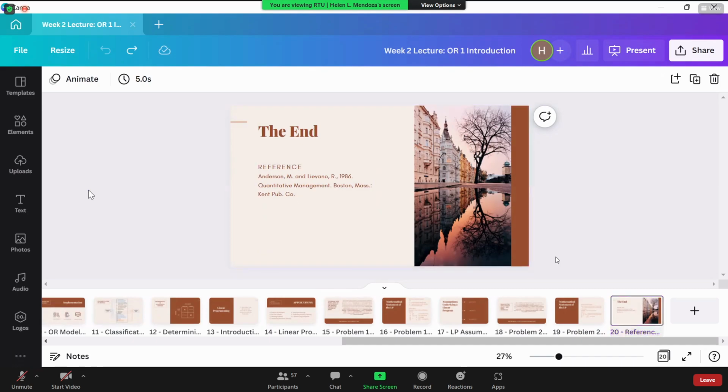May tanong po ba? Oh, it's 7:36. Gusto niyo na ba na mag-solve na tayo, no? Or pagod na? Oh, sagot po kayo. Huwag mahiya magsabi. Kaya pa?